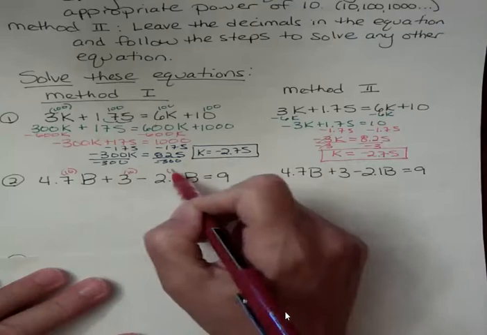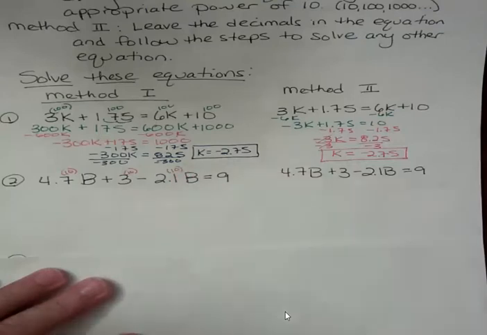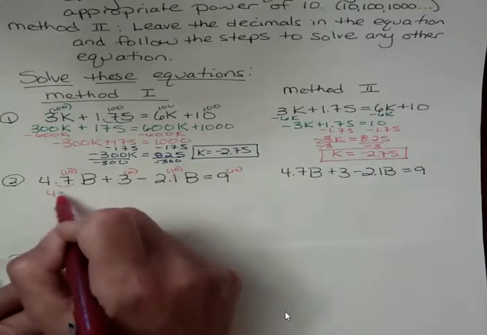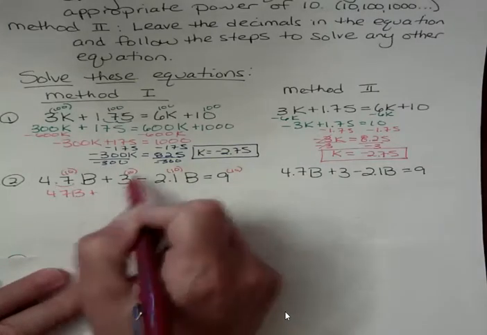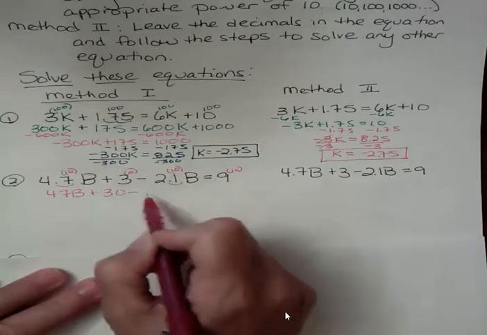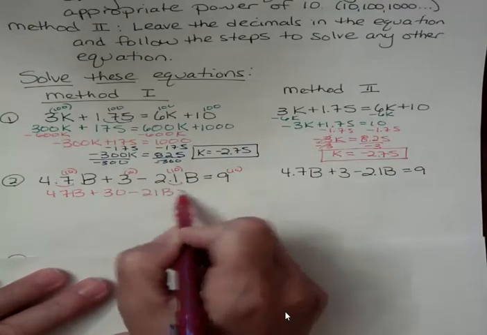Not just the ones that have a decimal in them, but everything gets multiplied by 10 if you're going to use method number 1. That moves that over 1. We have 47b. 3 times 10 is 30. This moves that over 1. We get 21b. And 9 times 10 is 90.